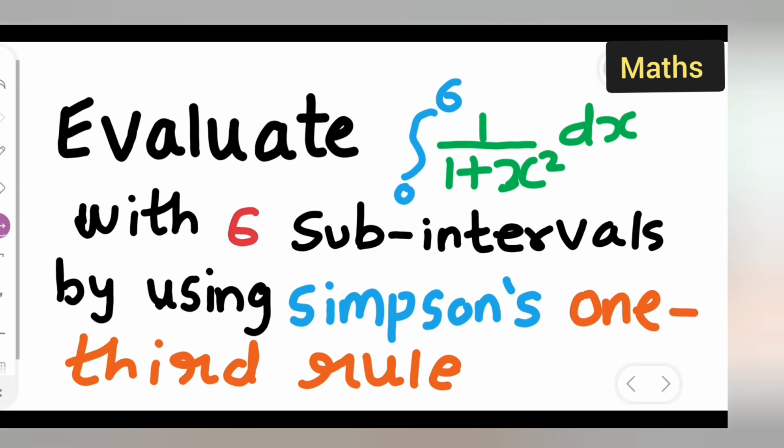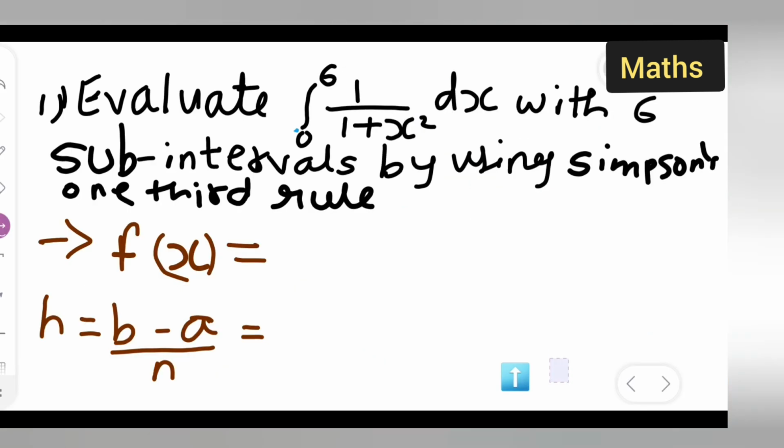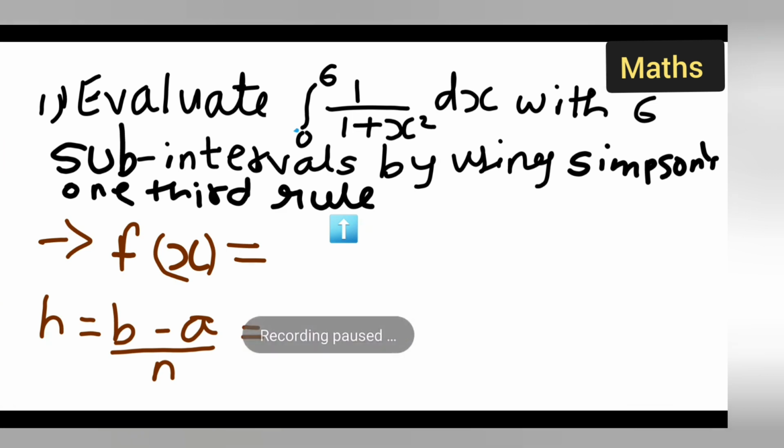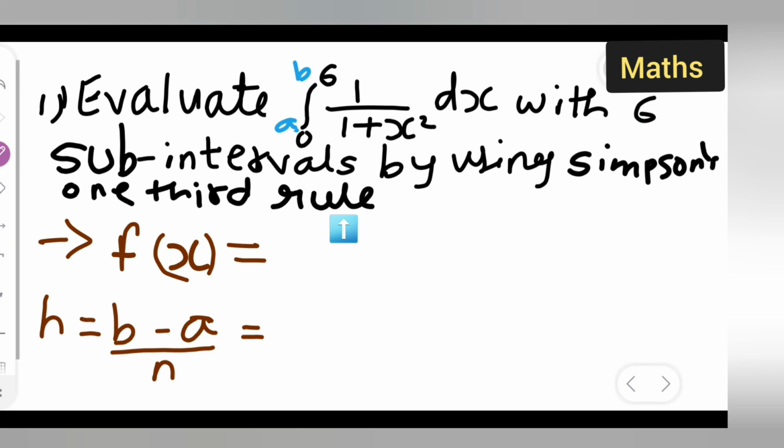First, you can take down the question: evaluate the integral from 0 to 6 of 1 upon 1 plus x square dx with 6 subintervals by using Simpson's 1/3 rule. Here this is your lower limit a and this is your upper limit b. Remember this. Your f of x is the function 1 upon 1 plus x square, which you have to write over here.